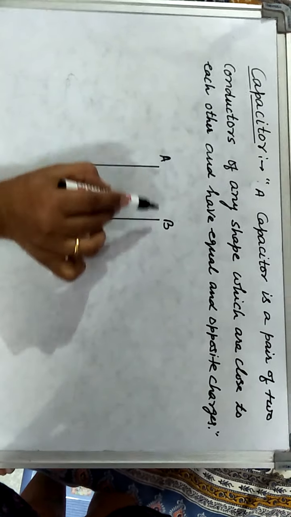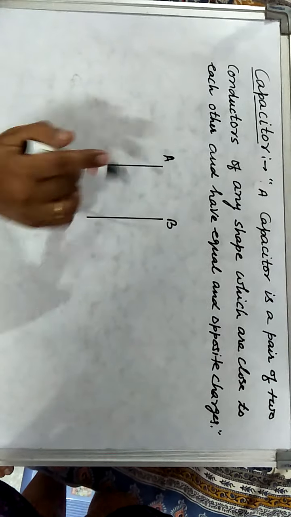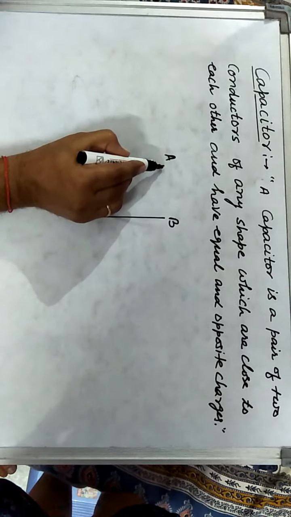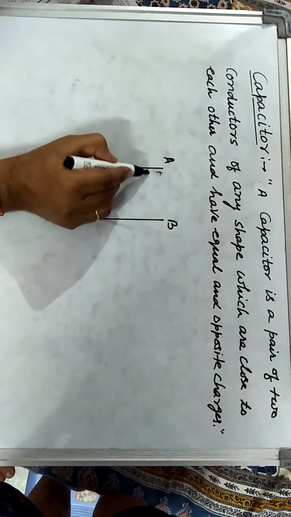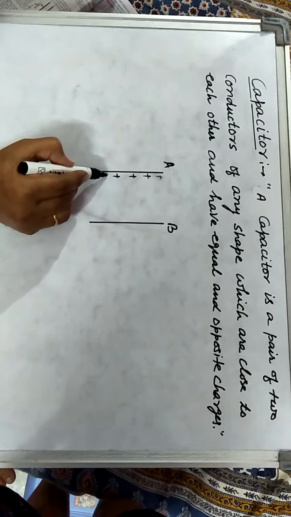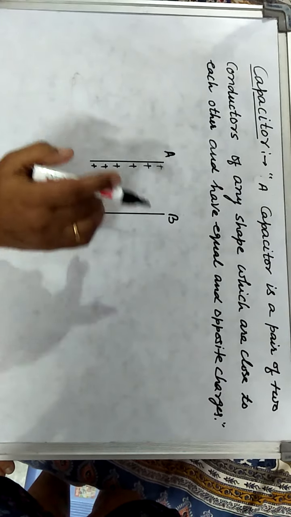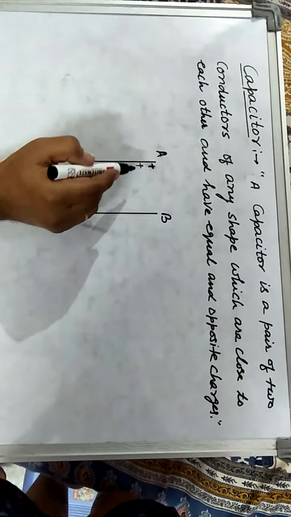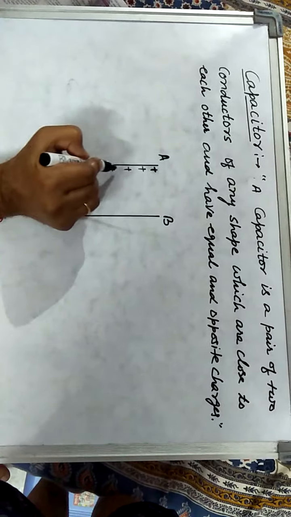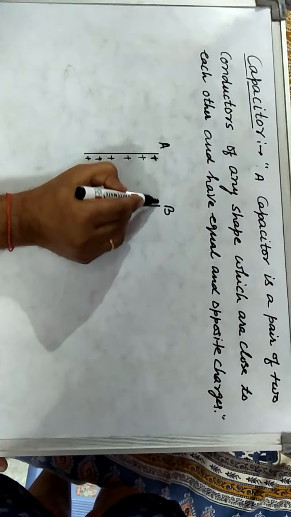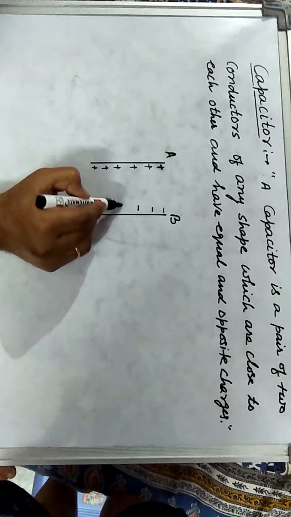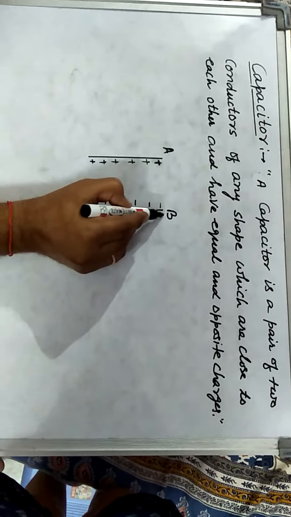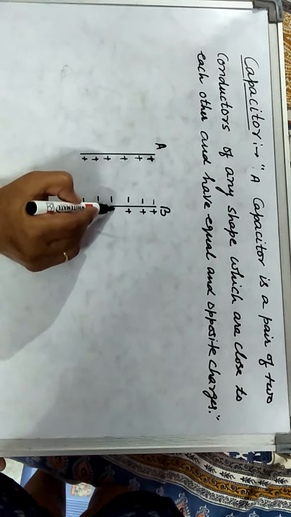Suppose two plates A and B, and through a source on plate A, a positive charge plus Q is given to plate A. Then due to induction, the same amount of charge is induced on the inner surface of B, and the same amount of charge lies on its outer surface.